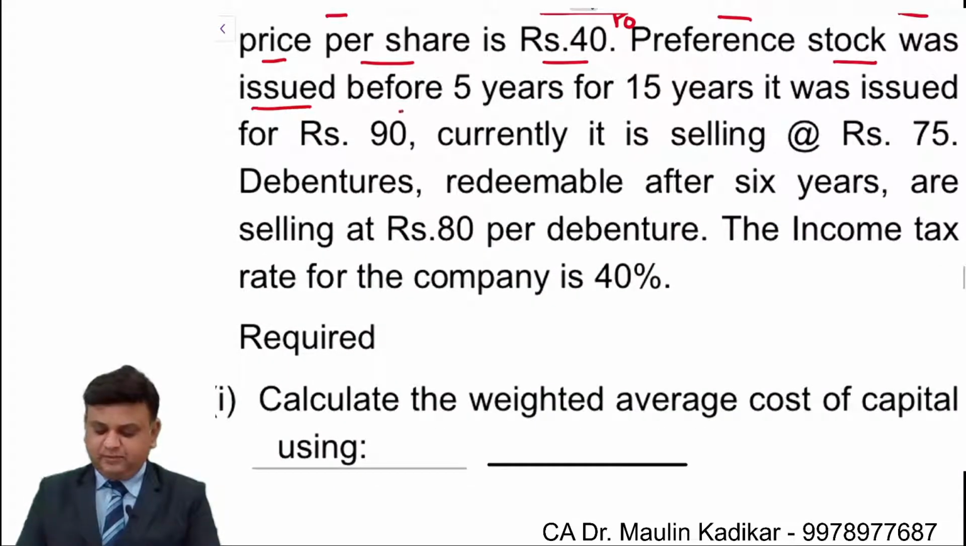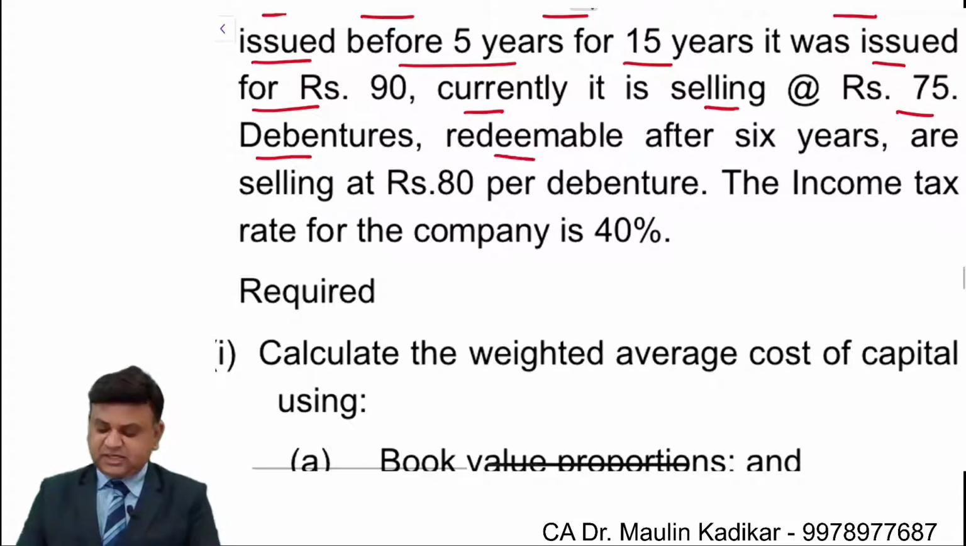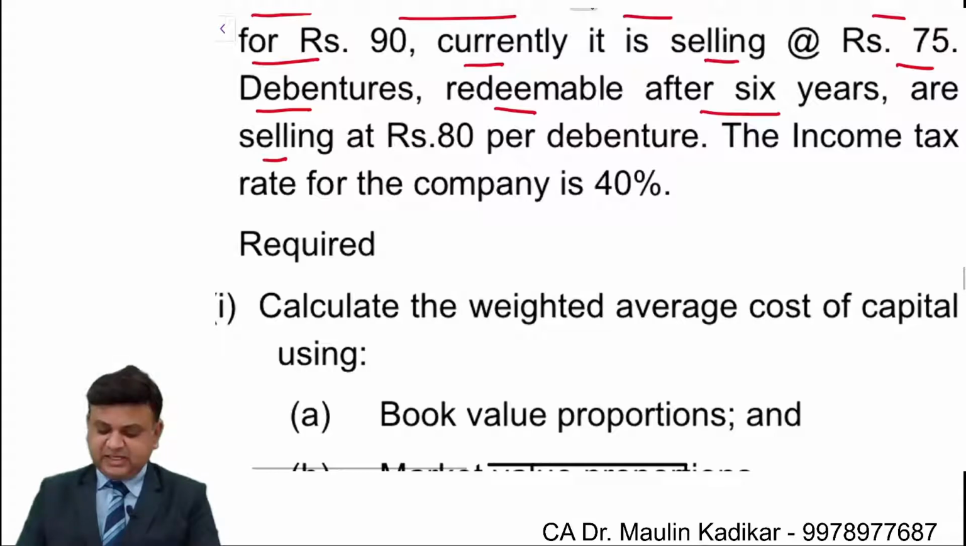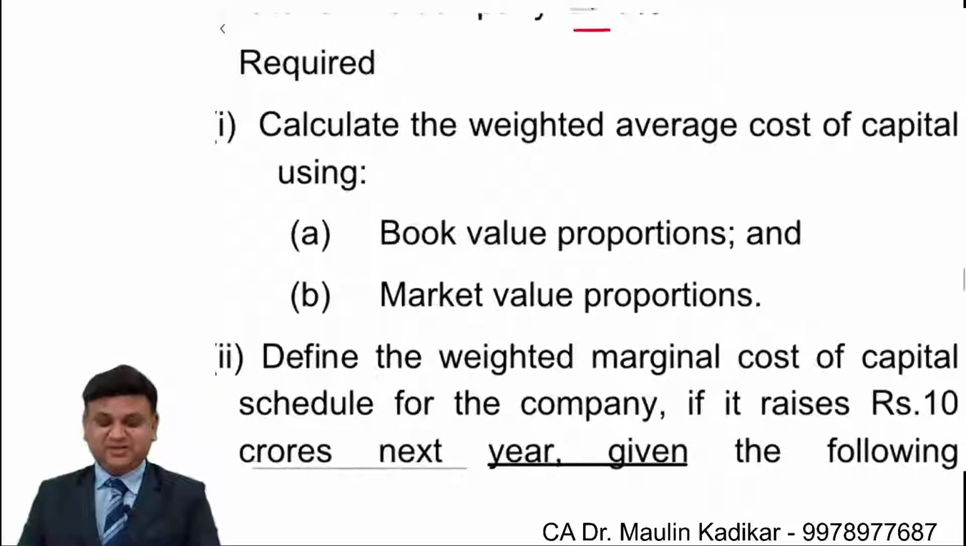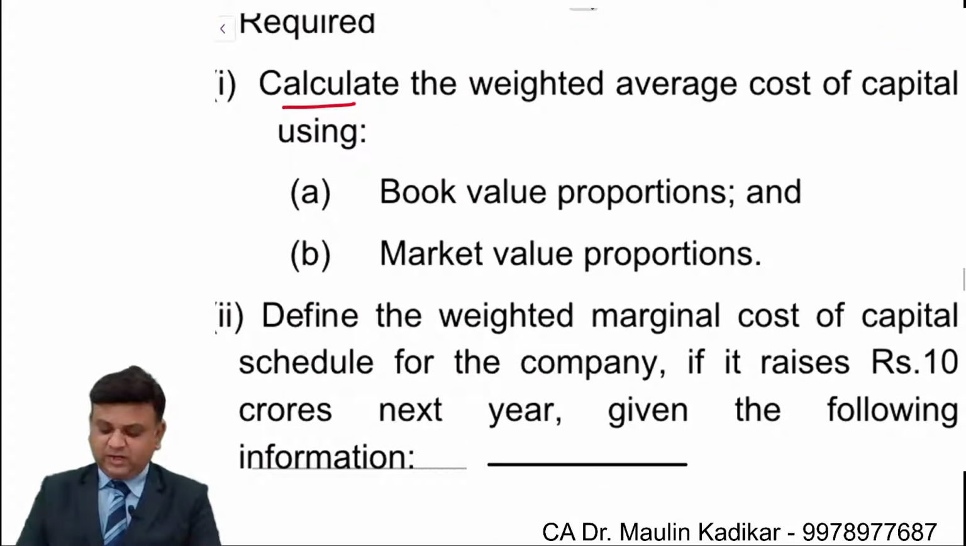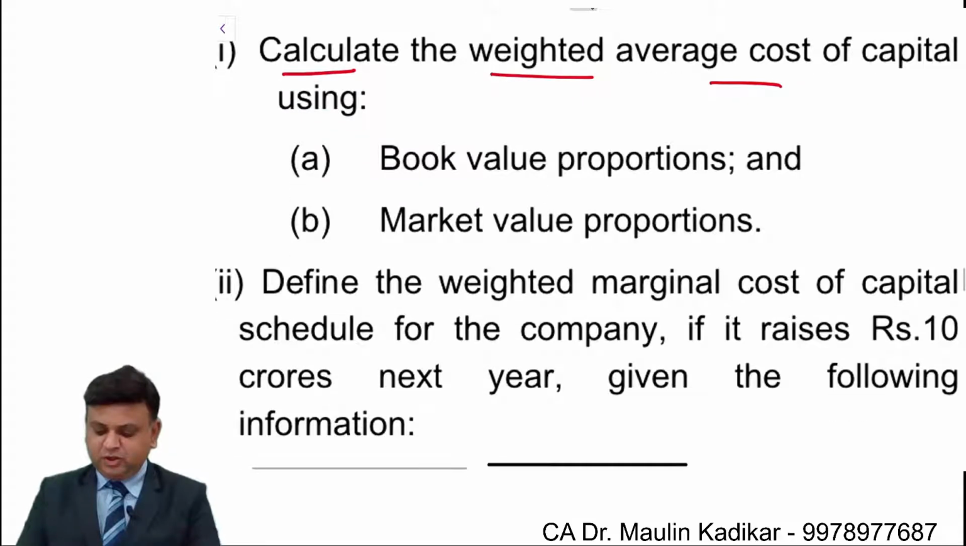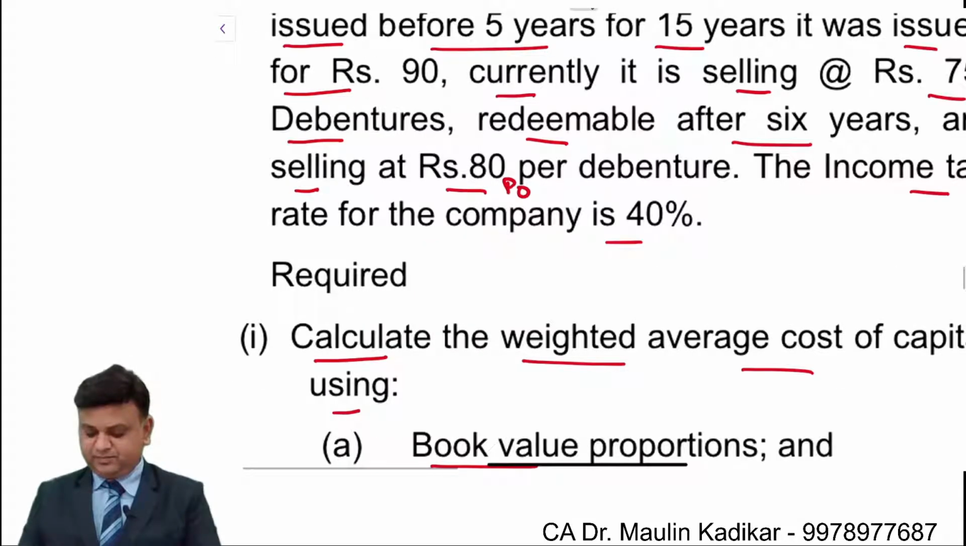Preference stock was issued before 5 years for 15 years. It was issued for rupees 90. Currently it is selling for rupees 75. Debentures redeemable after 6 years are selling at the rate of 80 rupees per debenture. So again the price is given to us for the debenture. Income tax rate is only 40%. Calculate weighted average cost of capital using book value proportion, using market value proportion.